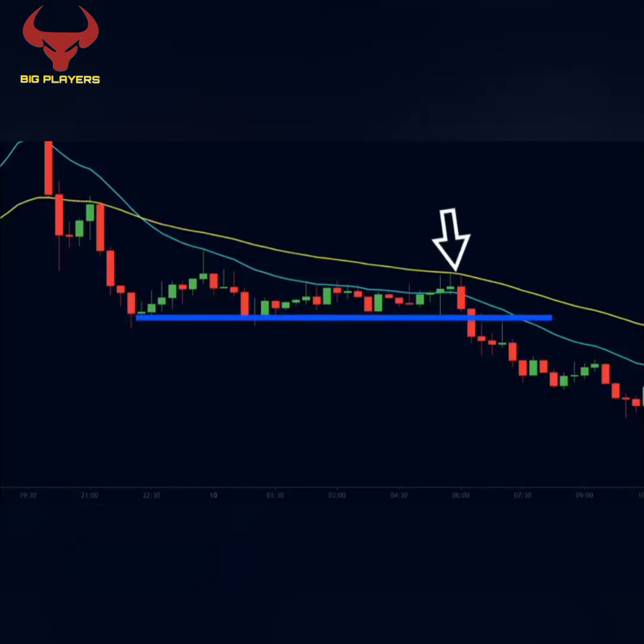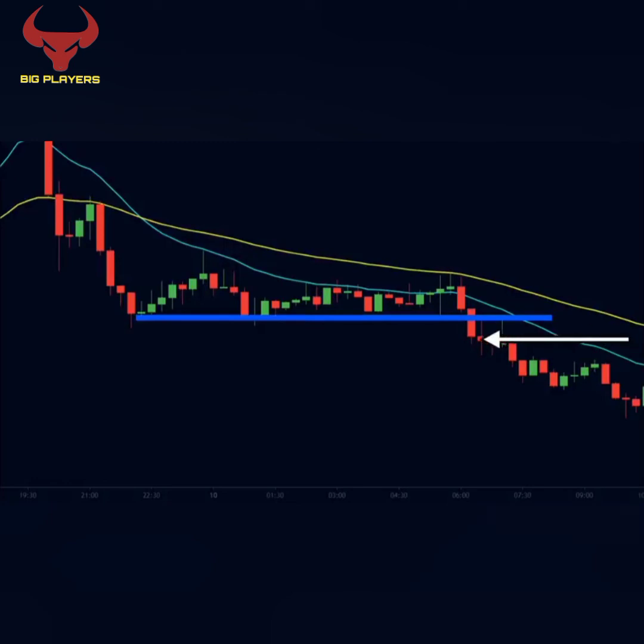Notice here that the price touched the 50 EMA while we were waiting for the breakout. This candle barely touched the 50 EMA and reversed. Had this candle closed above the EMA, the trade would have been invalidated. But since it didn't, the downtrend was still intact.